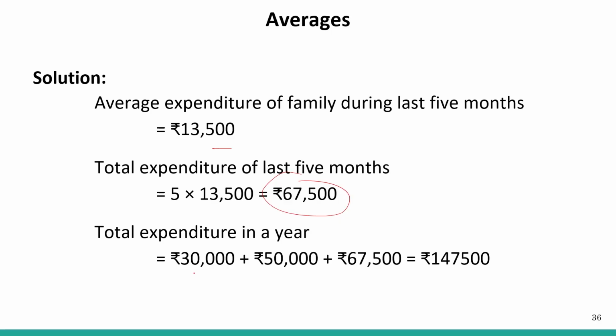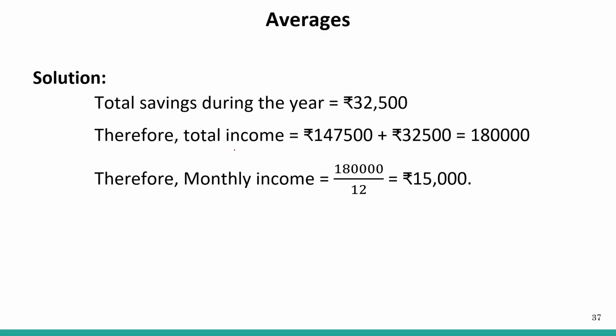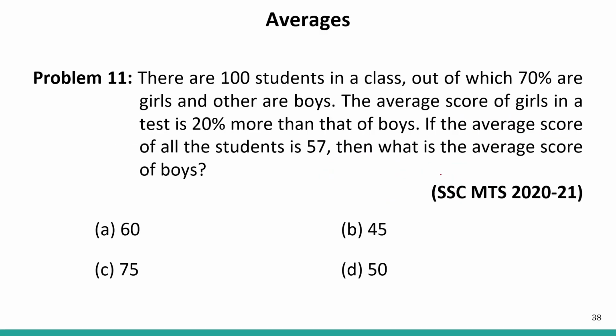So the expenditure in a year is equal to what? 30,000 plus 50,000 plus 67,500. It is 1,47,500. So therefore the total income will be what? 1,47,500 plus 32,500 is equal to nothing but 1,80,000. So therefore the monthly income will be 1,80,000 by 12, which is equal to 15,000. Okay. So this is the average monthly income.